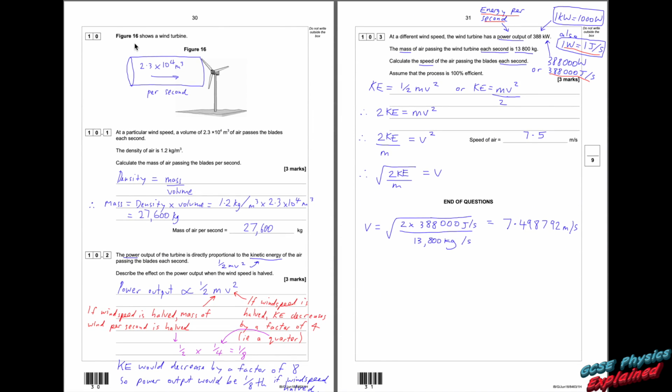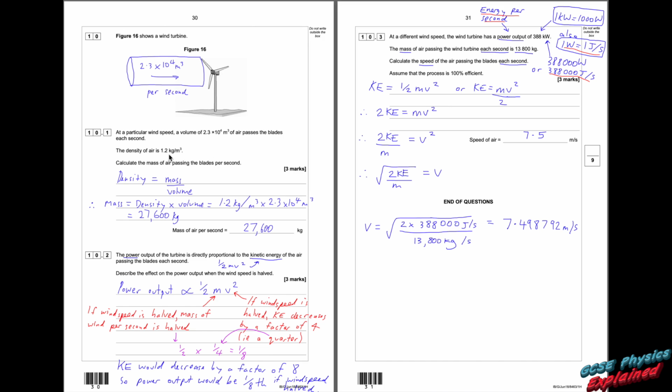Question 10. Figure 16 shows a wind turbine. At a particular wind speed, a volume of 2.3 times 10 to the 4 meters cubed of air passes the blades each second. So I've drew a picture. Calculate the mass of air passing the blades per second.